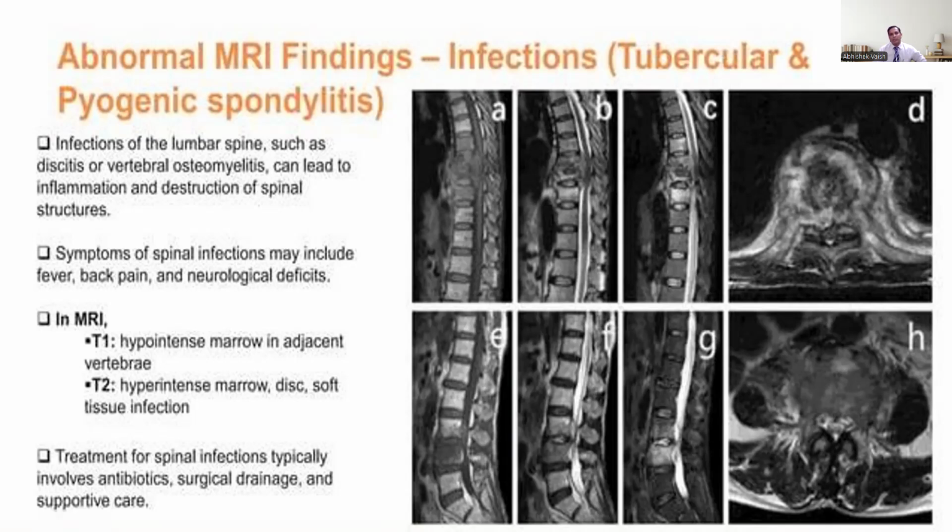Other infections, which are most common, are pyogenic infections, that is bacterial infections. The patient has high grade fever, backache, neurological symptoms, and where Pott's spine is slow progressing, the pyogenic infections are fast progressing and they need immediate treatment because they're extremely painful and the patient worsens very fast.